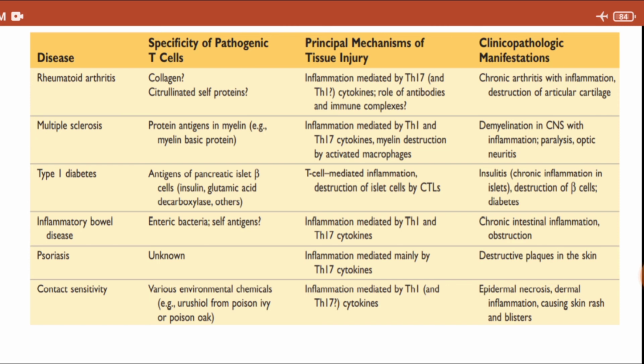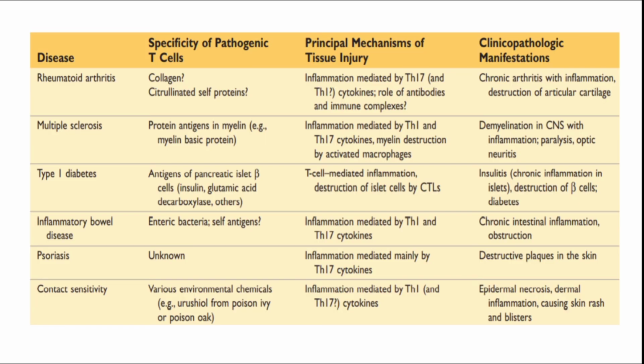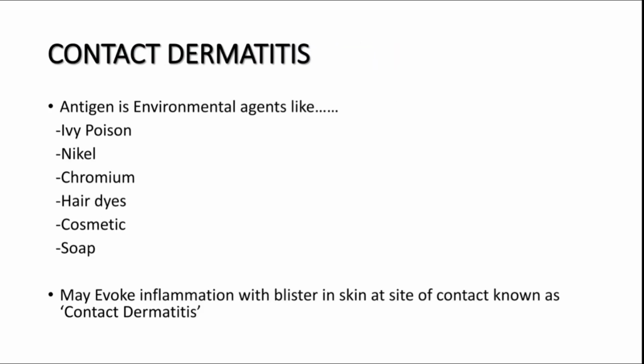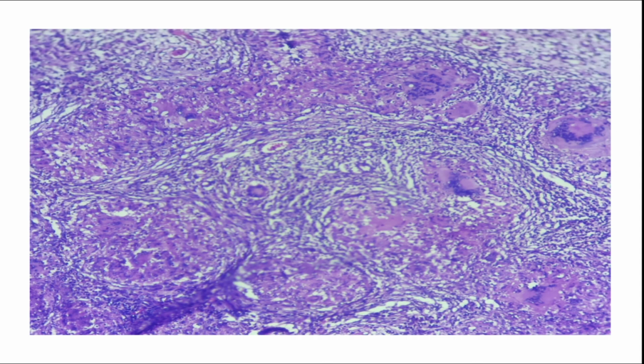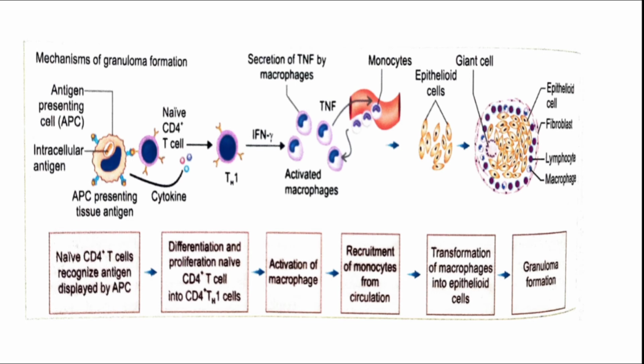So these are examples of type 4 hypersensitivity reaction, right? Tuberculosis, leprosy, and these are the additional examples: rheumatoid arthritis, multiple sclerosis, type 1 diabetes, inflammatory bowel disease, psoriasis, and contact sensitivity, right? Among all these examples, the most important example of type 4 hypersensitivity reaction is chronic granulomatous inflammation. Tuberculosis and leprosy are the two main examples of chronic granulomatous inflammation, right?